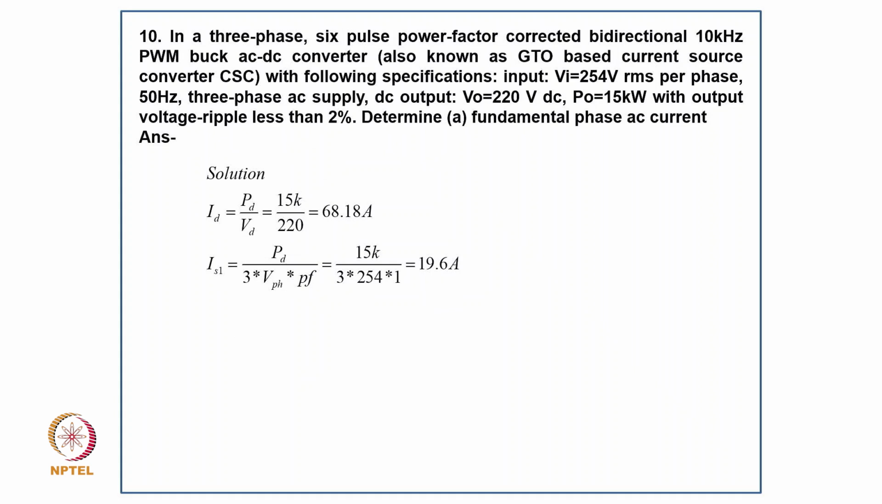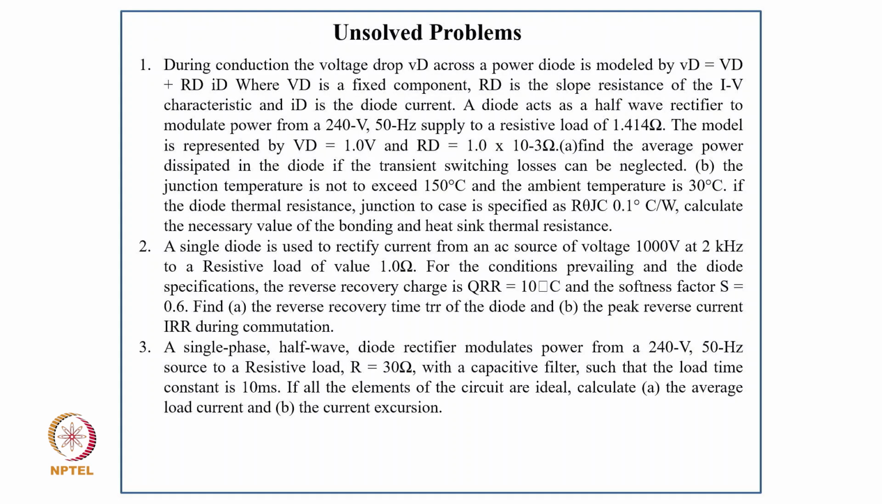Problem number 10: a 3-phase 6 pulse power factor corrected 15 kW HVDC, also known as a GTO based current source converter, with the following specification: input 415 volt per phase, 50 Hz, 3-phase supply, DC output 220 volt, 15 kilowatt, with output voltage ripple less than 2%. Determine the fundamental AC current. So the solution is ID equal to PD upon VD, 15,000 divided by 220, 68.18, and IS1 is PD upon 3 VS and PF, which comes 19.6 ampere. These are unsolved problems.